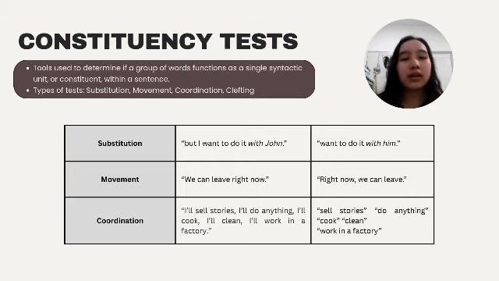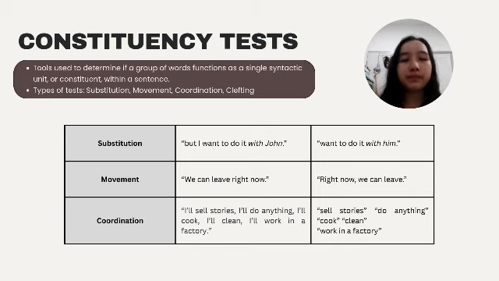Substitution is replacing a word in a sentence with something similar, for example, a noun replaced by a pronoun. We can see an example, I want to do it with John. We can replace with John by saying want to do it with him. The word him is still referring to John, but it just replaces it with a pronoun.